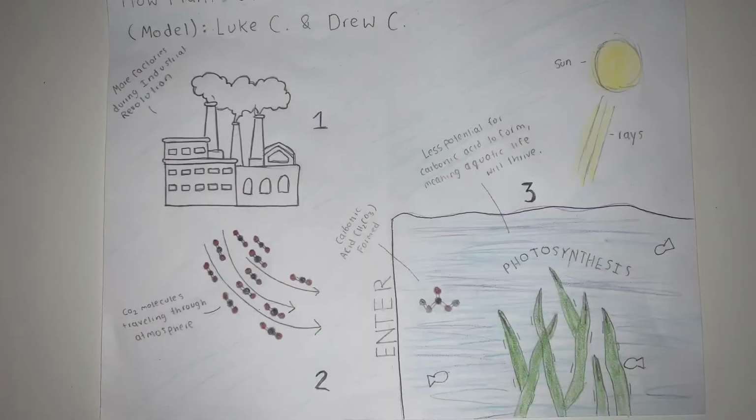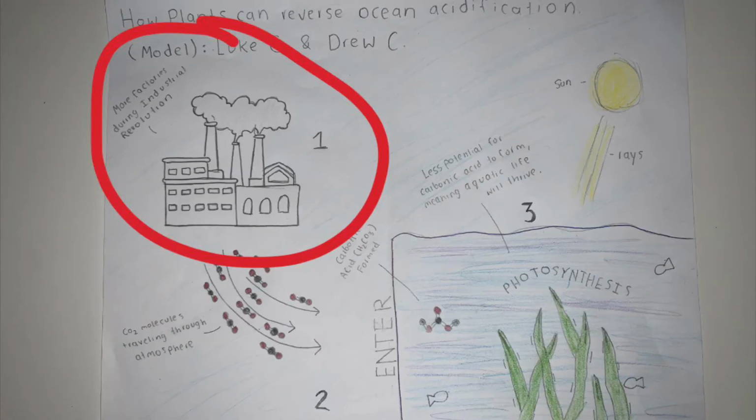So here's our model we drew up on our proposed method of how to fix ocean acidification. As you can see, this model is split up into 3 specific sections and is sort of similar to the model we all drew up in this class recently. Starting with section 1, it represents a factory during the Industrial Revolution, which poses as the burning of fossil fuels leading to an increase in CO2 molecules caused by this human activity.